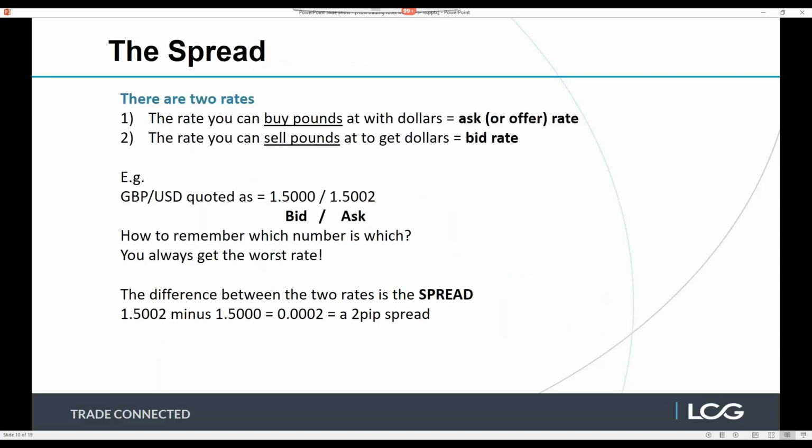So, moving swiftly on to the spread. There are two rates. It makes sense, right? Even when you go into the foreign exchange office, if you're not actually trading, you're just exchanging money, there's the rate that you can buy pounds at with dollars. That's called the offer rate, as we mentioned before. And there's the rate that you can sell pounds at to get dollars. That's the bid rate.